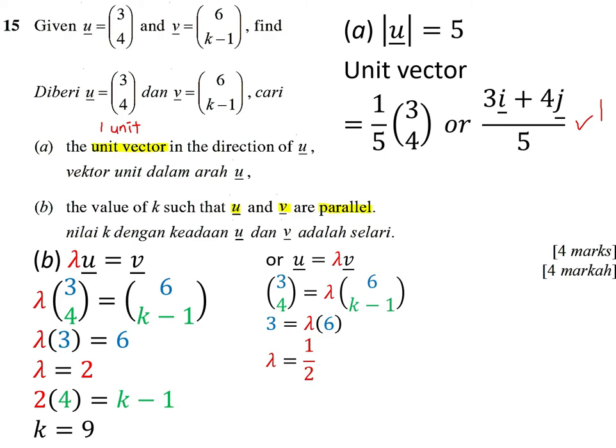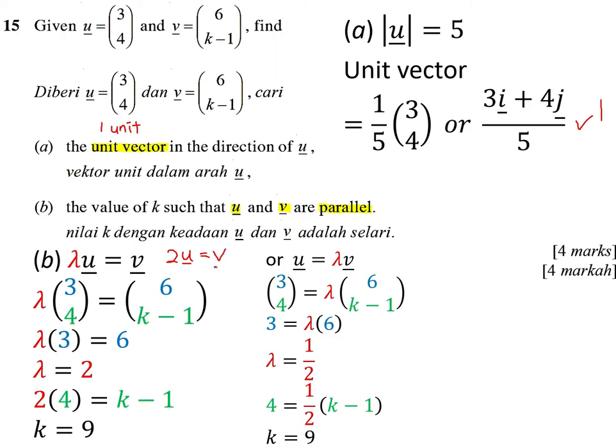And then if you compare the y, it will become 4 equals 1 over 2 times k minus 1. And you move the 2 to the other side, times with 4, you will get 8. So 8 plus 1, you will still get 9. Okay, how are we supposed to understand the value of 2 and 1 over 2 here? If the lambda is 2, then you will understand this one as 2u equals v, right?